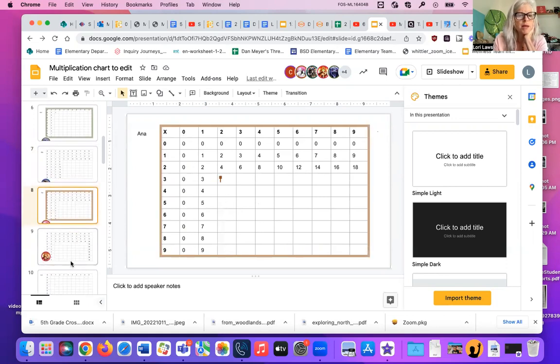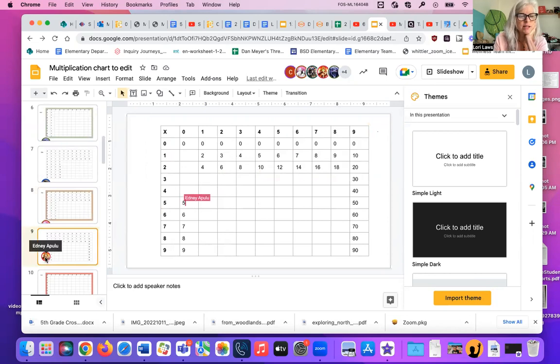Anna, good job. Keep going with your 2s going down. Perfect. So what's underneath 4 if you're going down? 3 times 2 is, nope. If you're counting down, it's 2, 4. Yep. Okay, now go below that one. Perfect.